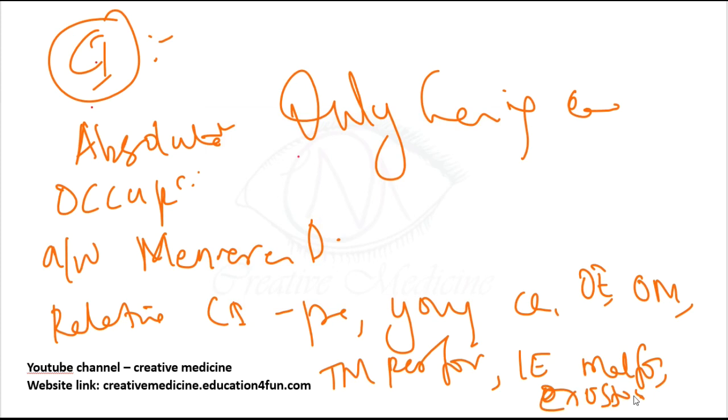Surgery is contraindicated in, first, absolute contraindications: if there is only one hearing ear, occupations like athletes, divers, air travelers, those who work in noisy surroundings, or if there is associated Meniere's disease. Relative contraindications include pregnancy, young children, otitis externa, otitis media, tympanic membrane perforation, inner ear malformations, exostosis, and if the patients are medically unfit. So in all these conditions, the surgery is not done.